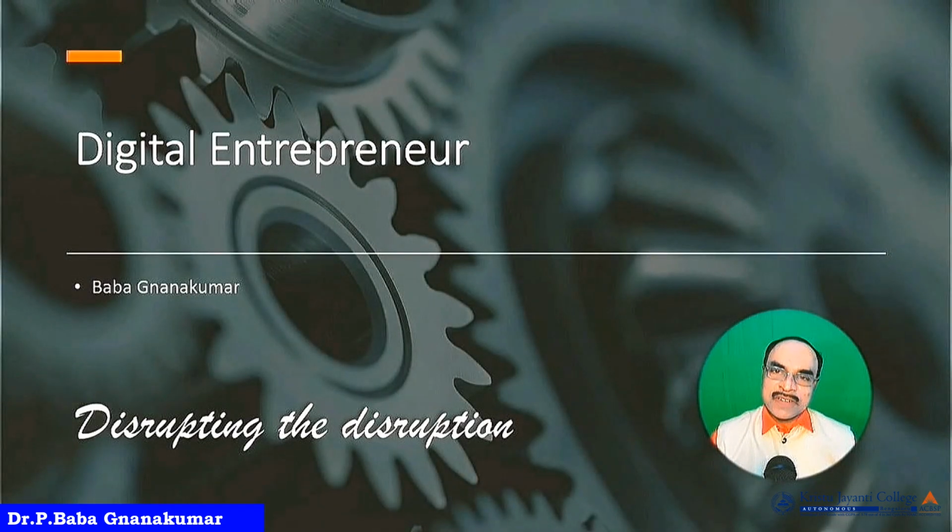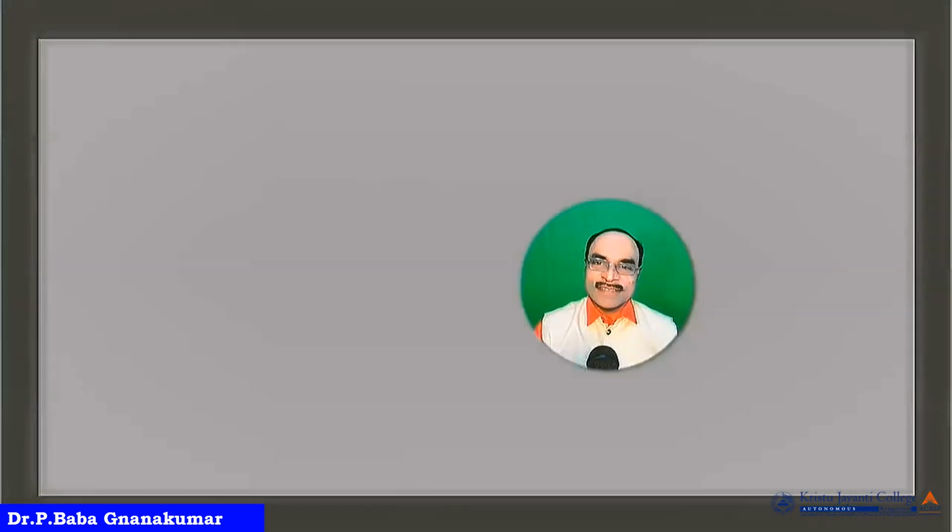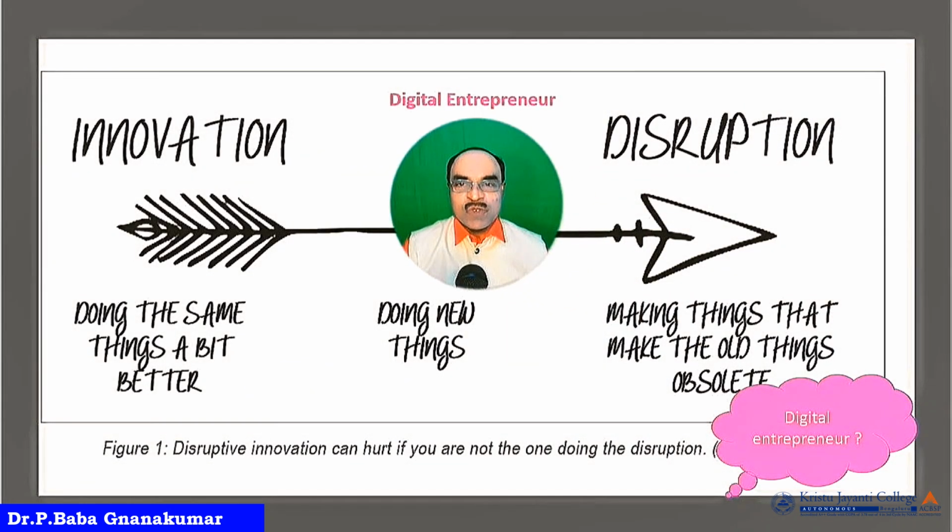The topic has been named "Disrupting the Disruption", because this entrepreneur disrupted the entire concept of entrepreneurship and made an impactful entrepreneurship in the life of people also. That is why it has been named as such. In this discussion, we look at why an entrepreneur is called a digital entrepreneur. There are two situations: the entrepreneur should create something innovative and they have to disrupt everything.